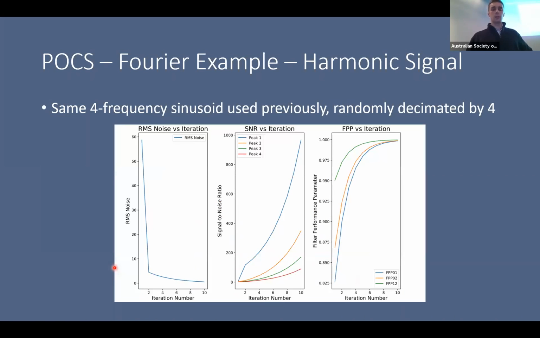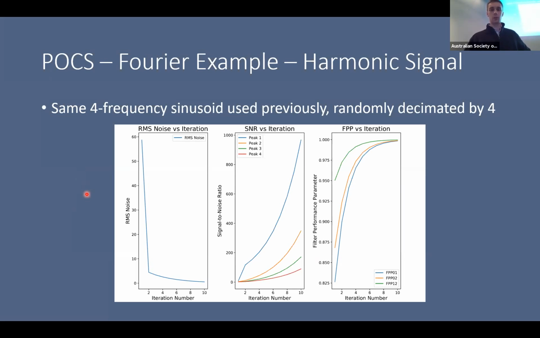And so this just tracks the RMS noise at each iteration, and we see that large drop in the RMS noise after the first iteration. And that's partly because we only have to use the non-uniform Fourier transform in the first iteration. Once we're back to a regularly sampled signal, we can just use a fast Fourier transform from then on, which we know has lower noise.